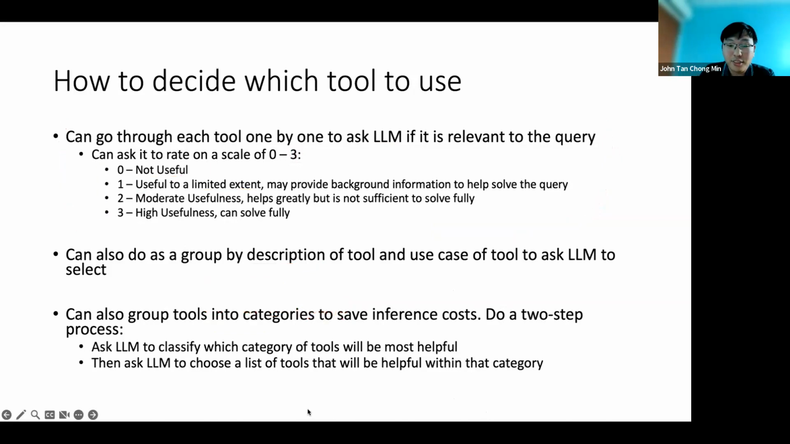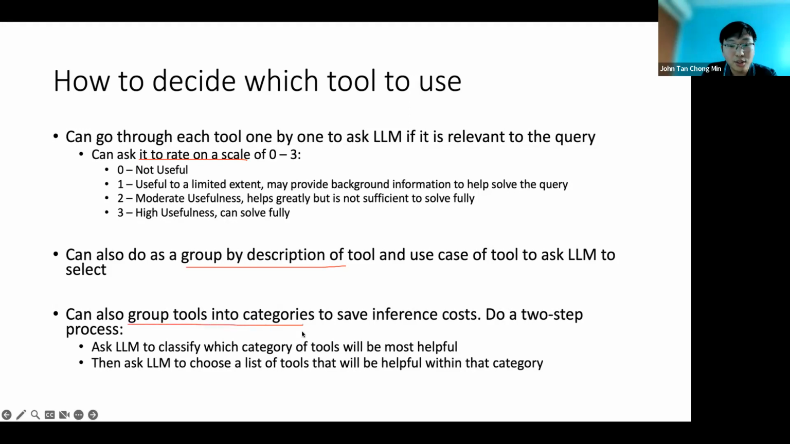I also have some people who have asked me, hey, if I need to do something like this, rating every single tool, or choose the description of every single tool, what if I have 200 over tools, 1,000 tools? How? I cannot fit it in the context length. How can I do this? Right, so this is my solution.